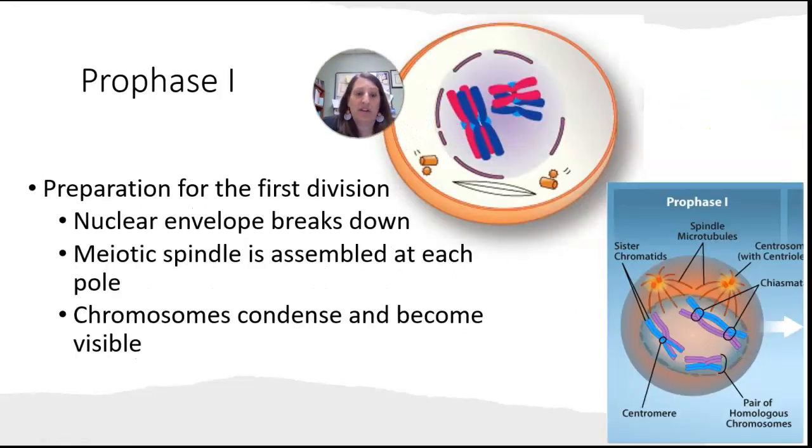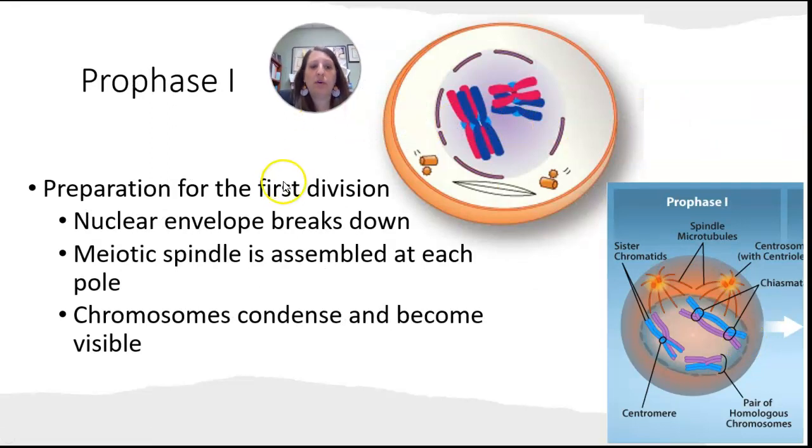We then go into prophase 1. Now this is very different. So in prophase 1, the cell is getting ready for the first division. And so some things are the same that we saw in mitosis. So the nuclear envelope breaks down and the meiotic spindle gets assembled at each pole. That's pretty similar. Chromosomes condense and become visible. But here is the difference.